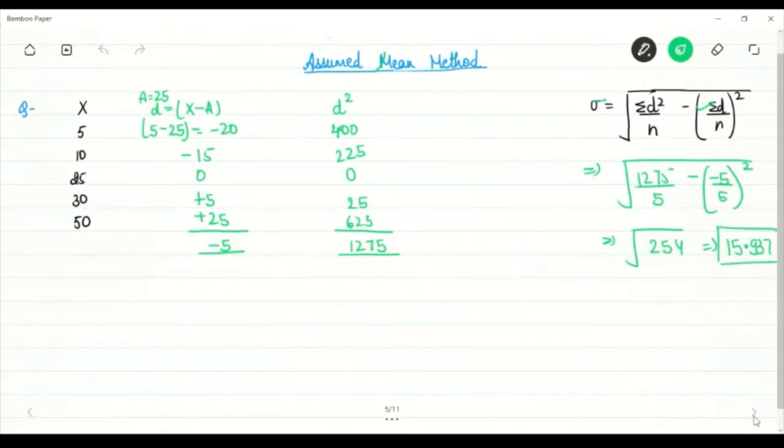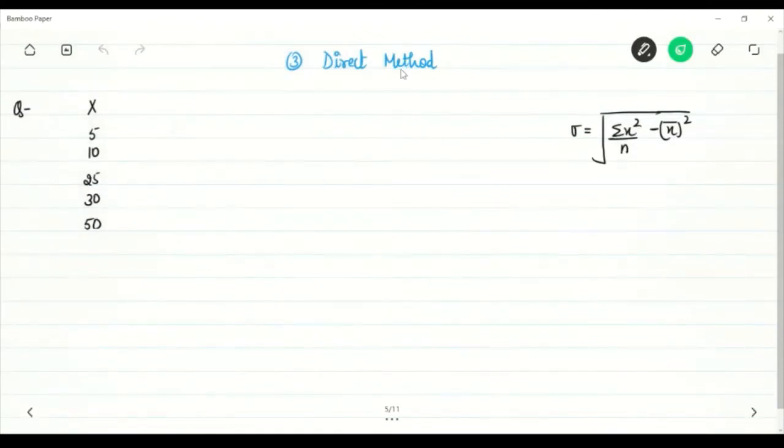Now let us move to the next method. The fourth method is the direct method, and the formula required to calculate standard deviation under the direct method is standard deviation equals under root sigma x square by n minus mean square. First we need to calculate the mean, and we have already calculated it. If you have not observed, I have been using the same example in all the methods, so it becomes easier for you to understand these concepts. The mean is sigma x upon n, and the value that we got in our first method was 24.